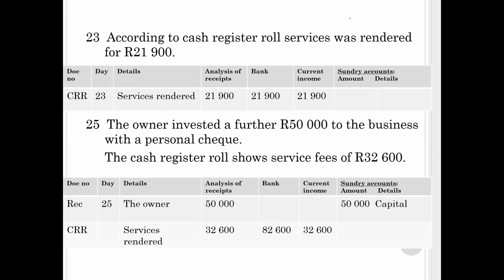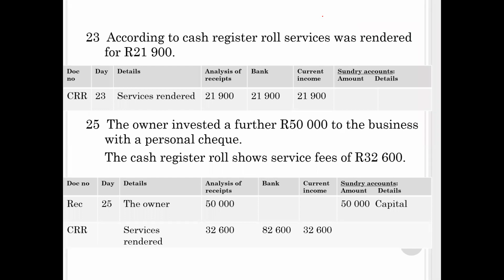The cash register roll shows service fees of 32,600. So it's a cash register roll. Service fees or services rendered, that is one and the same thing. The amount is 32,600. With the document number column, it's the CRR, the cash register roll. It's still on the 25th. It was services rendered, so with details because there's not a name of a person. 32,600 will go to analysis of receipts because that is the money that you received in the business, at the safe.